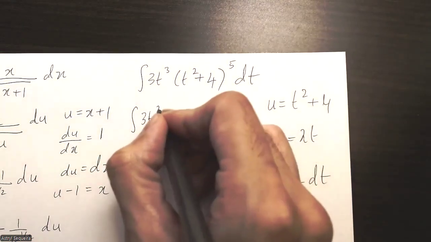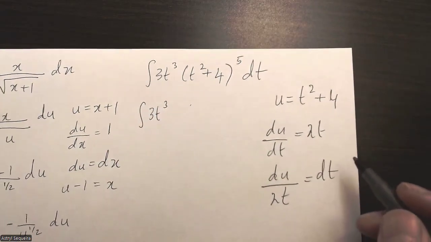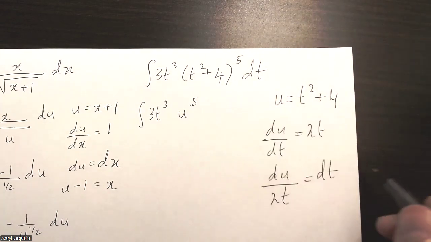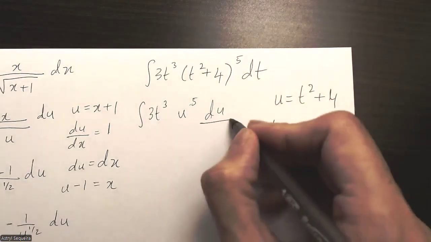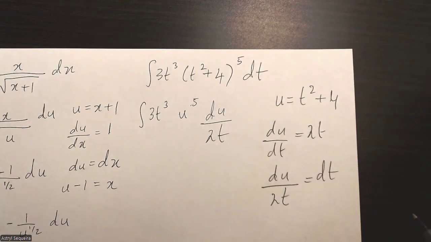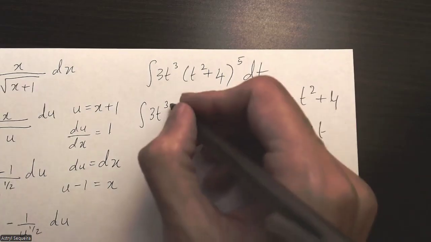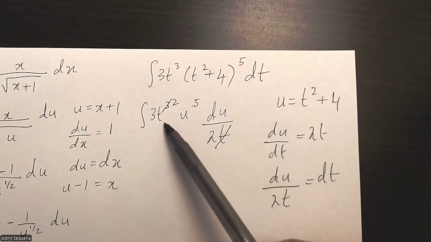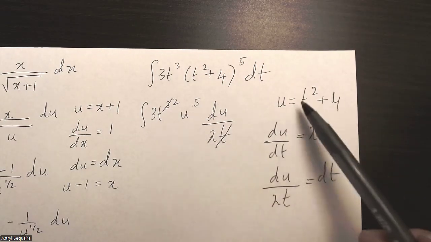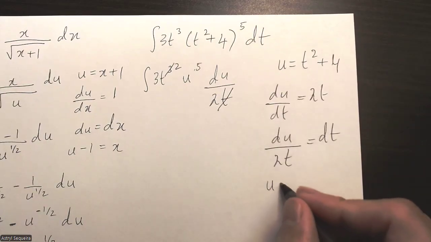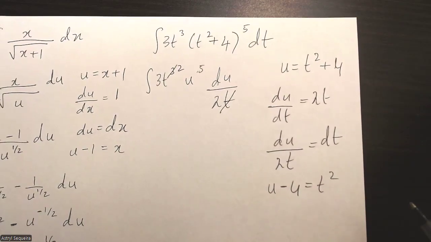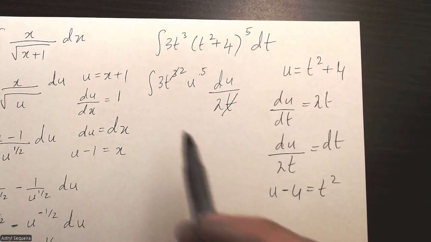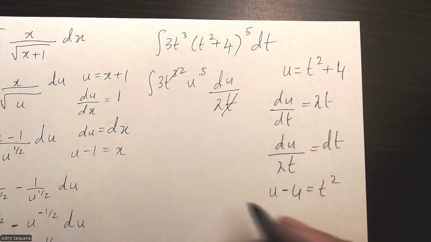Then I'll do my substitution to begin with. So 3t cubed cannot really be replaced. This can be replaced with u, and dt can be replaced with du over 2t. Now these two t's can cancel, and you're just left with 3t squared over there. Well, I still have a t squared to get rid of, so I can isolate t squared in this equation. t squared is just u minus 4. And then I can substitute u minus 4 back for the t squared over there.